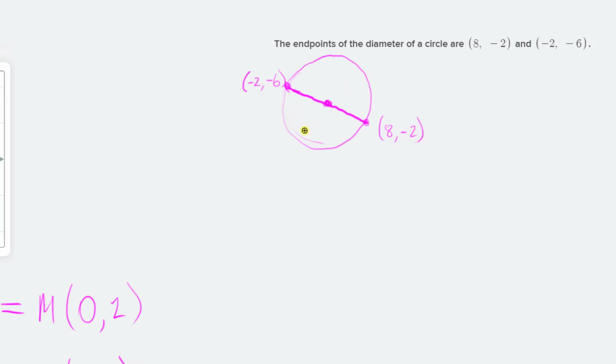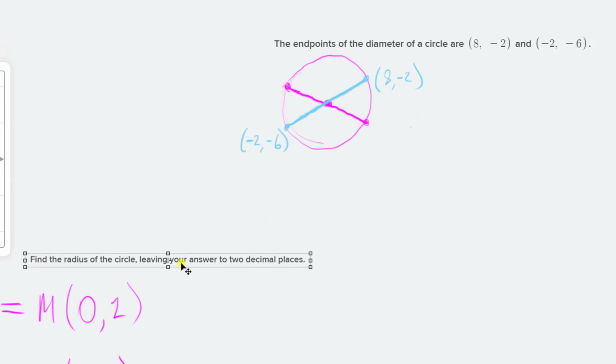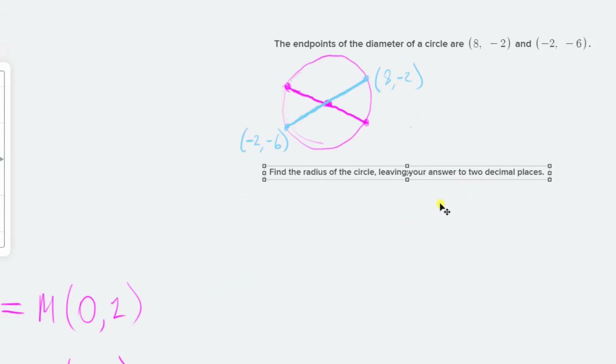I guess technically speaking, my line should be going up like this. So really quickly, I'll just modify that. All right, so my blue line here is the diameter that we're focused on. And it says the endpoints of the diameter of a circle are 8, -2, and -2, -6. What are they wanting us to do with this? They are wanting us to find the radius of the circle, leaving your answer to 2 decimal places.